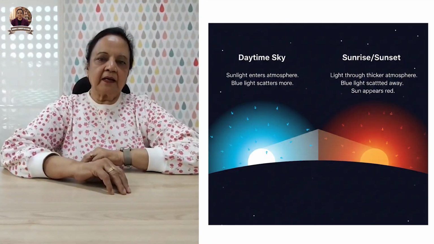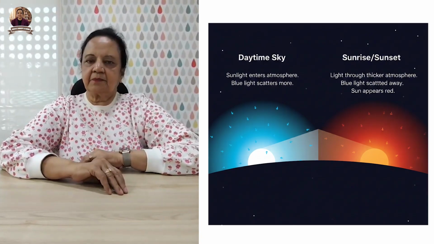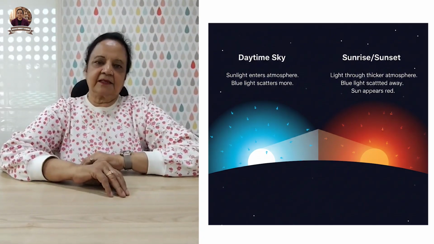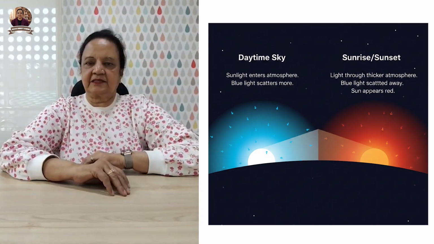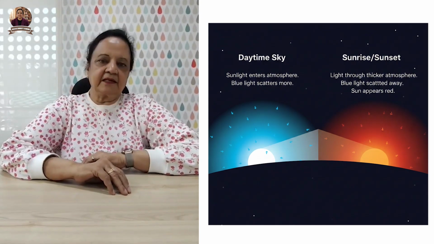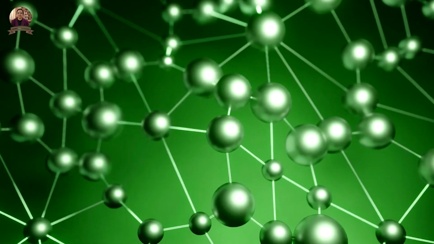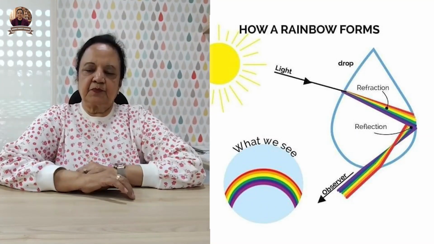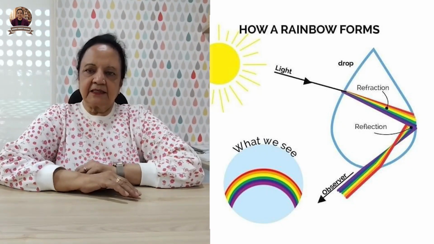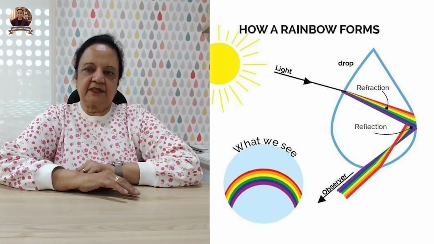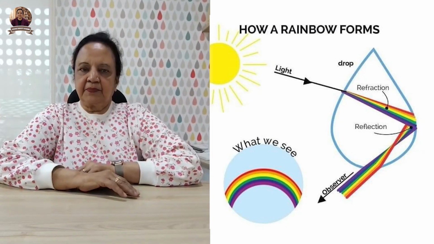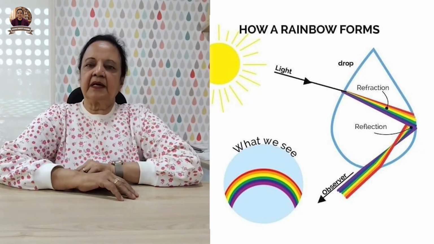Sky looks blue. Why? Because blue light scatters the most because of their shorter wavelength. It looks red at the time of sunrise and sunset because light travels through thicker atmosphere, blue is scattered away and red reaches us. Rainbow formation takes place after the rains. In this case, the sunlight undergoes total internal reflection, refraction, and dispersion by the water droplets. The colors of the white light separate out with red on the top and violet at bottom.